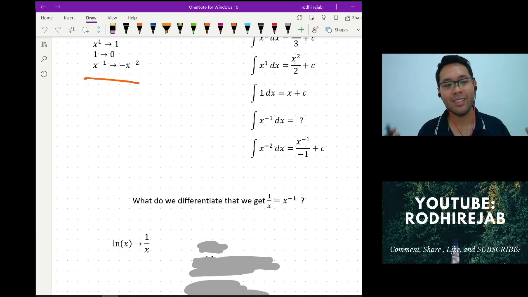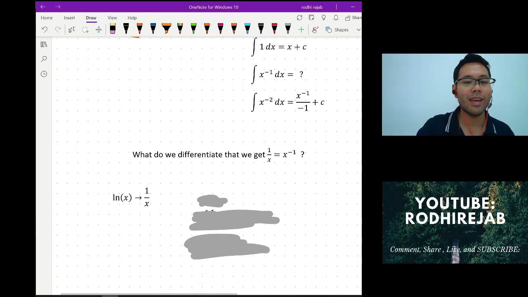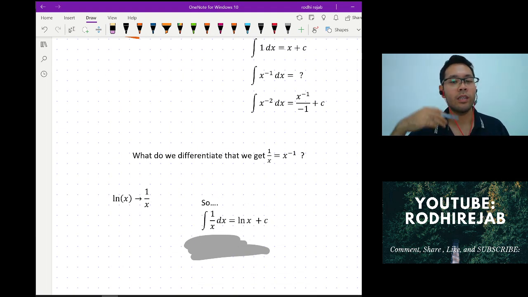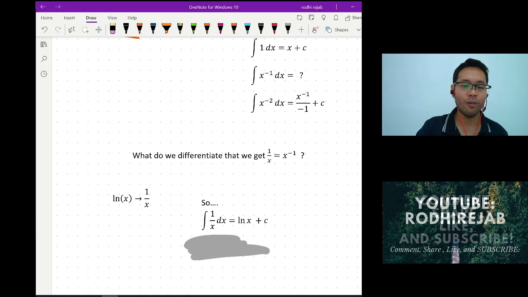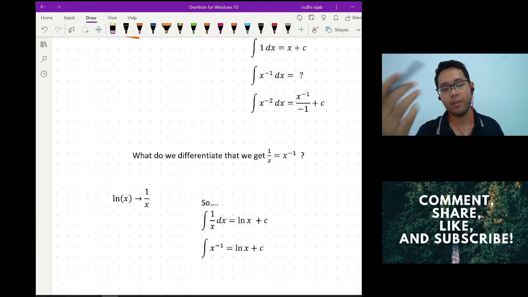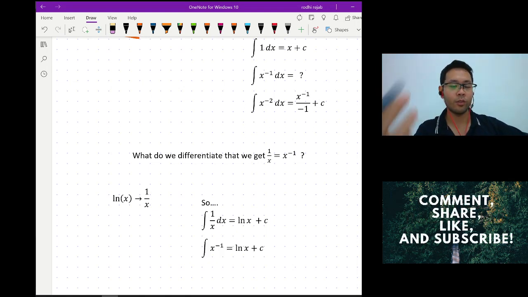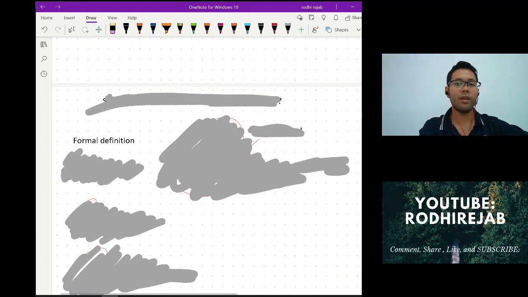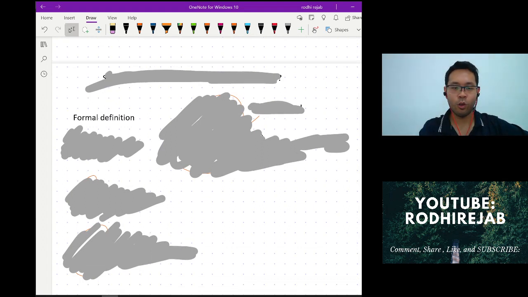It is ln x. Differentiate ln x, we get 1 over x. So integrating 1 over x, we get ln x plus c. Or in this case, integrating x power of negative 1, which is equal to 1 over x, we get ln x plus c. Okay? Alright, this is something new for you. You haven't heard that when we integrate, we get ln. We haven't learned that yet in school days.